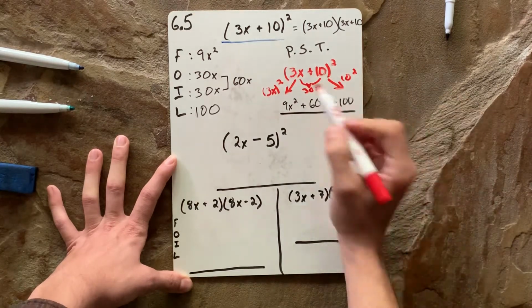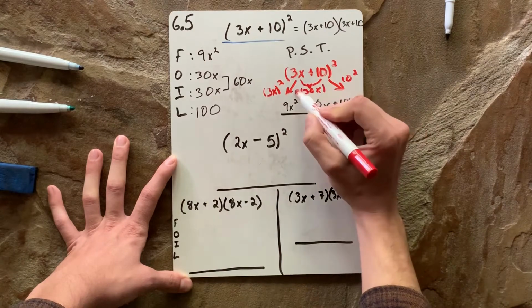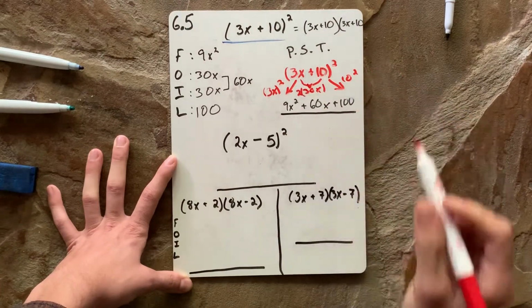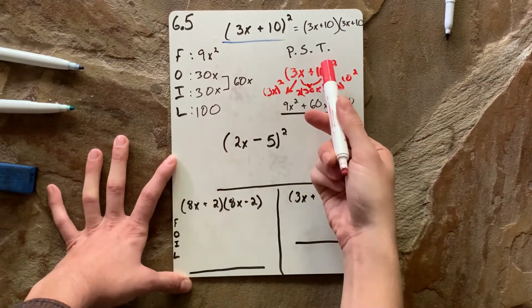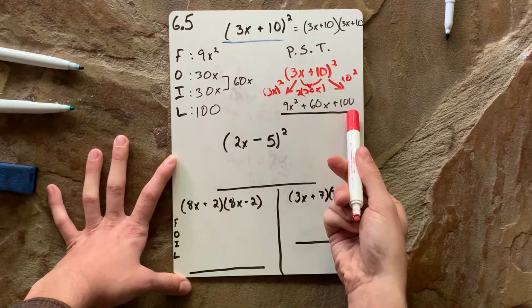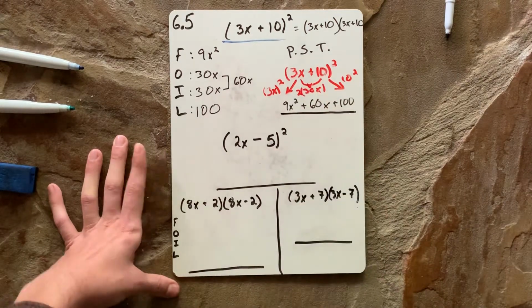But we're supposed to double that to get here to get 60. So we call that twice the product of the two terms. So you take the first term and square it. I say square the first. Take the last term and square it, square the last, and then twice the product of the two terms. And that gives you 60x.